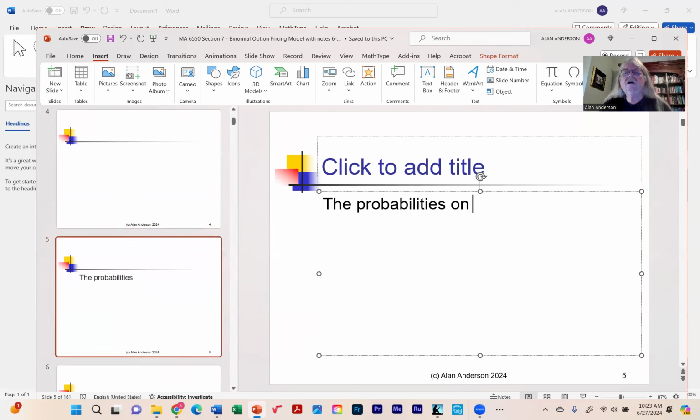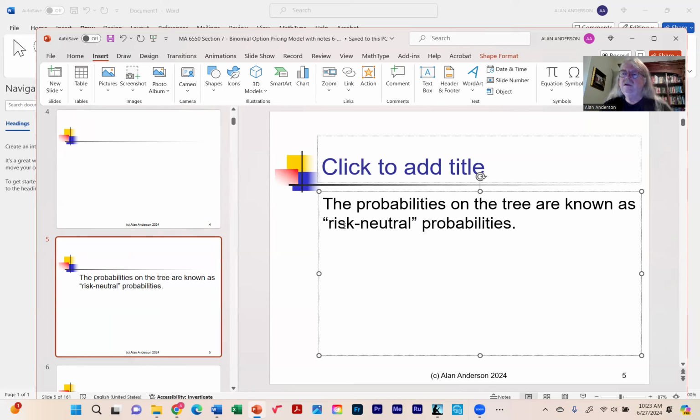Probabilities in this tree are known as risk neutral probabilities. Okay, now what is that all about? And by the way, one of the interesting things about this model, and Black-Scholes as well, is we don't need the actual probabilities in this model. It's kind of an amazing thing. We'll discover that the actual choice of probabilities does not affect the final result. But risk neutral probabilities are easy to calculate from the real world data.